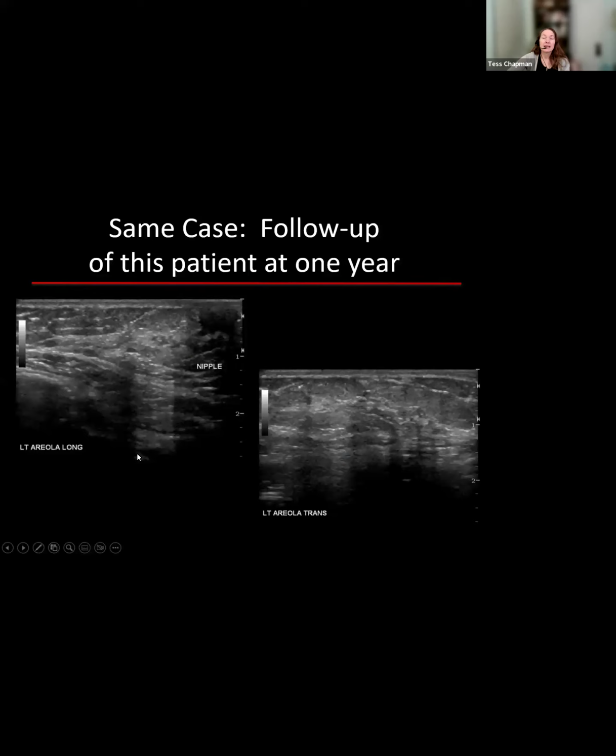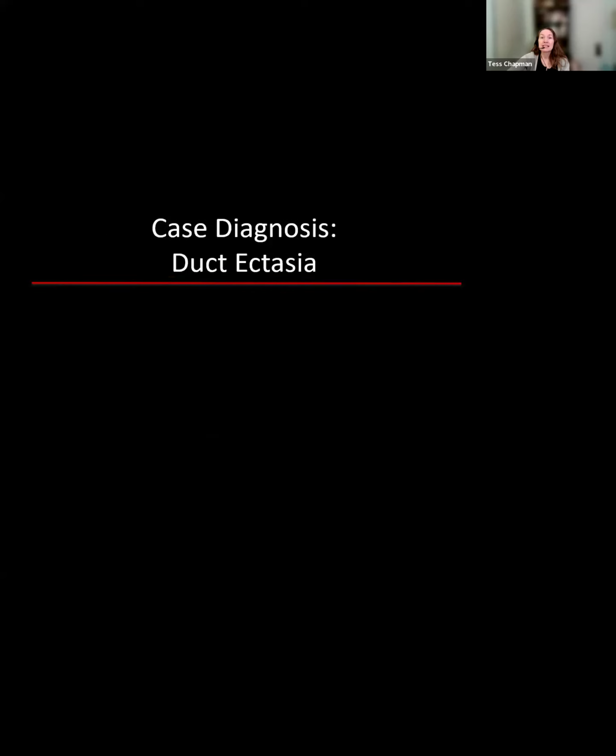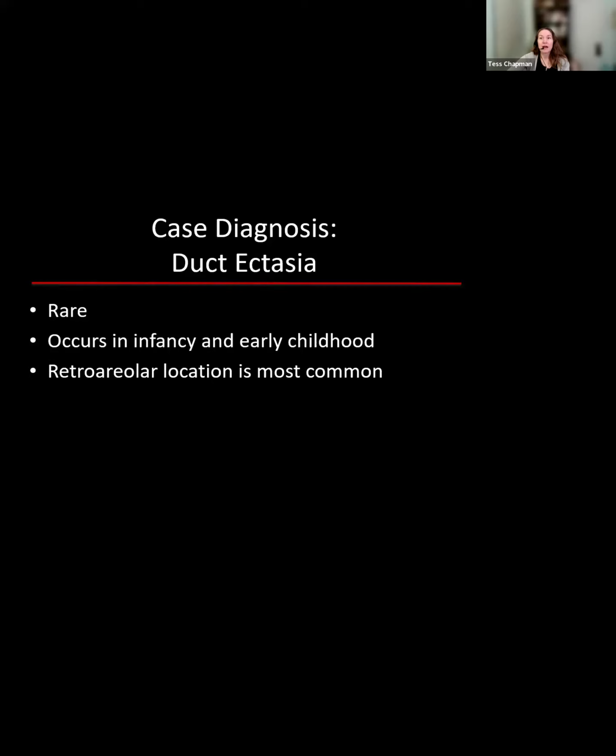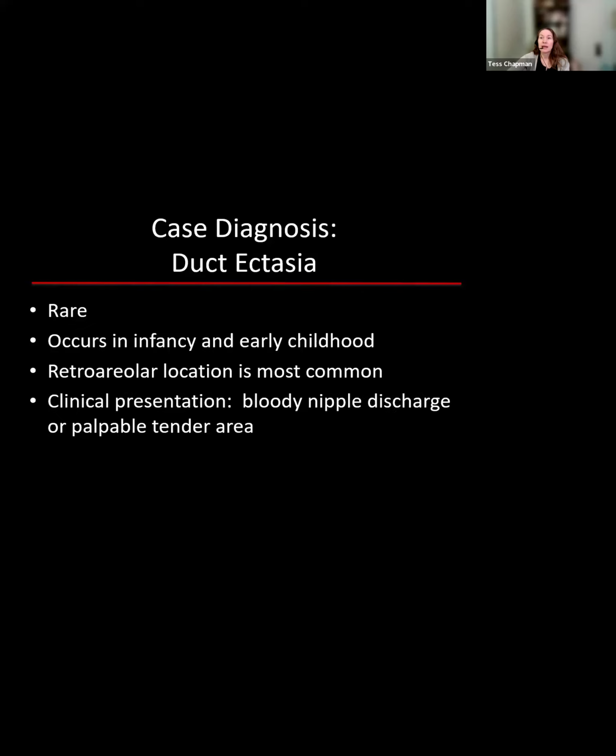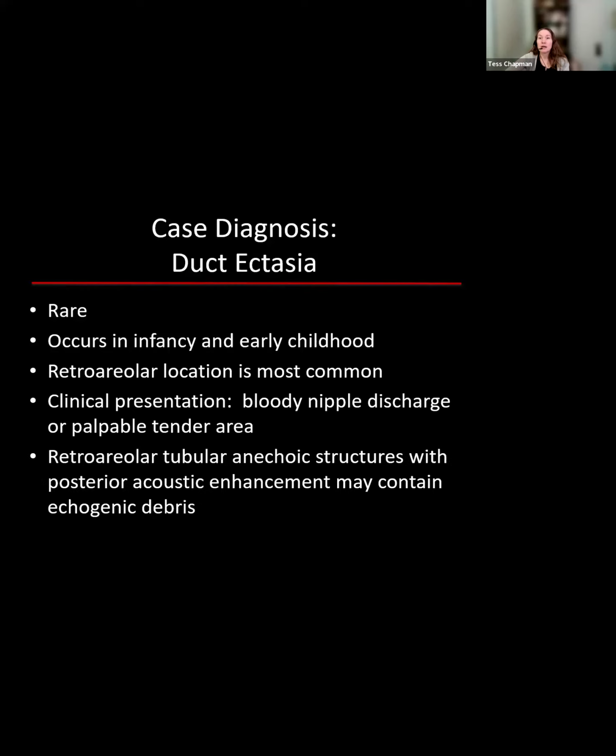So this is the same case, a follow-up of the same patient at 1 year. No treatment was done. It just went away, and this is duct ectasia. So this is uncommon, but you will see it. It occurs in infancy, as we talked about earlier, and it can occur in early childhood. The retroareolar location, deep to the nipple, is most common. And the clinical presentation might be a palpable tender area, or it could be bloody nipple discharge.